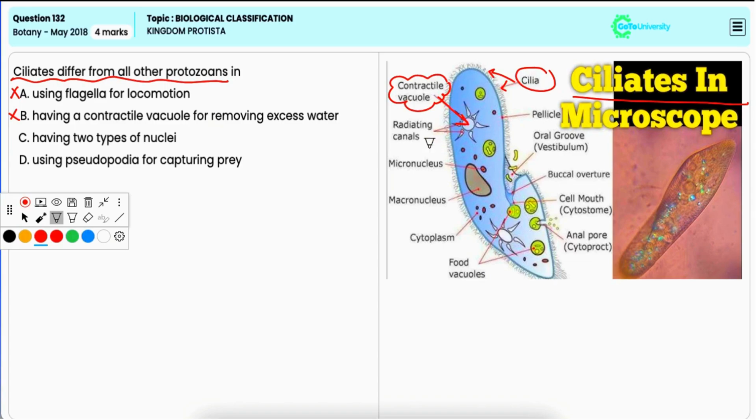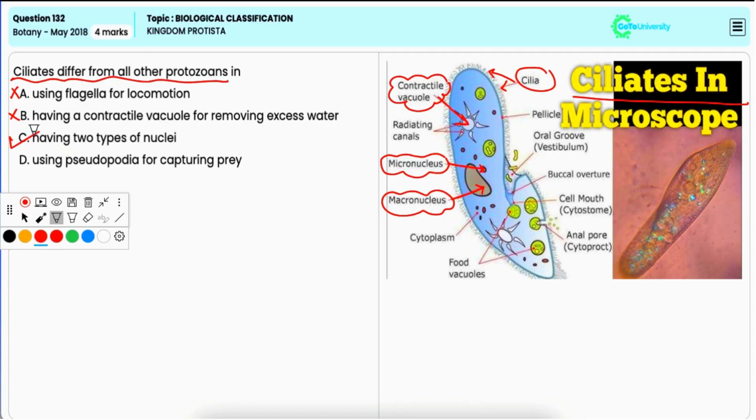Now, ciliates are unique among protozoans for having two distinct types of nuclei: a large macronucleus, which controls everyday functions like metabolism, and a small micronucleus, which is involved in reproduction. Hence, this is the correct option.